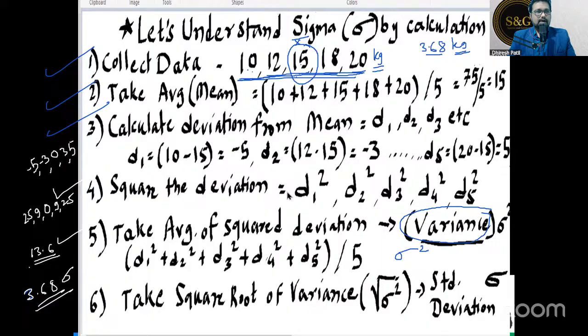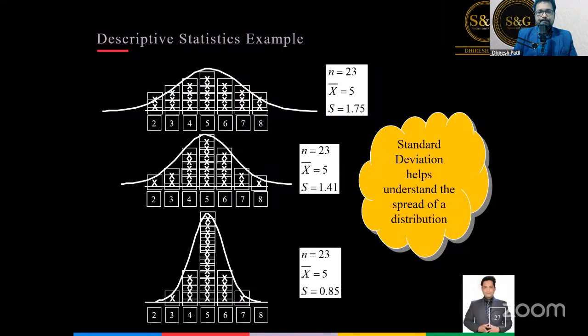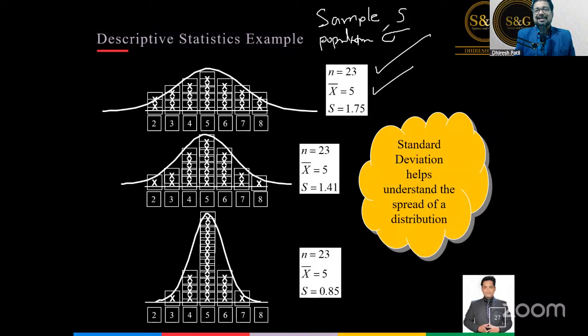Yes? Now look at this example, guys. Here, n is equal to number of data points, which is 20. They have collected 20 data points. X bar, the mean, is 5 and the standard deviation is S. Here, sample standard deviation is denoted by S and population standard deviation is denoted by sigma. So here they have denoted S, which is 1.75 units. So this looks like this.